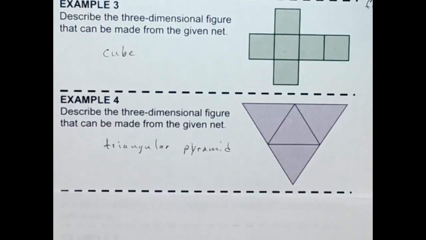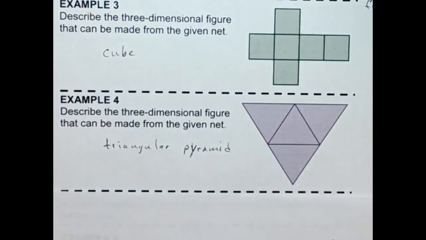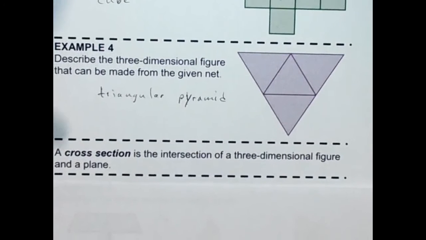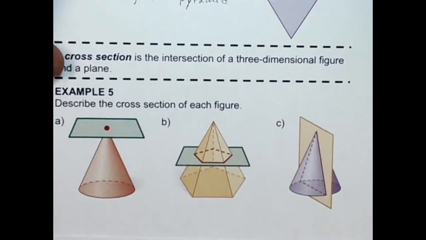Okay, and we'll practice some more of this in class, so you can practice and see what, if you were to cut these out and actually fold them up, what they would make. Next thing we're going to look at is the cross section. Now that's the intersection of a 3D figure with a plane. So that's going to look like these things down here.